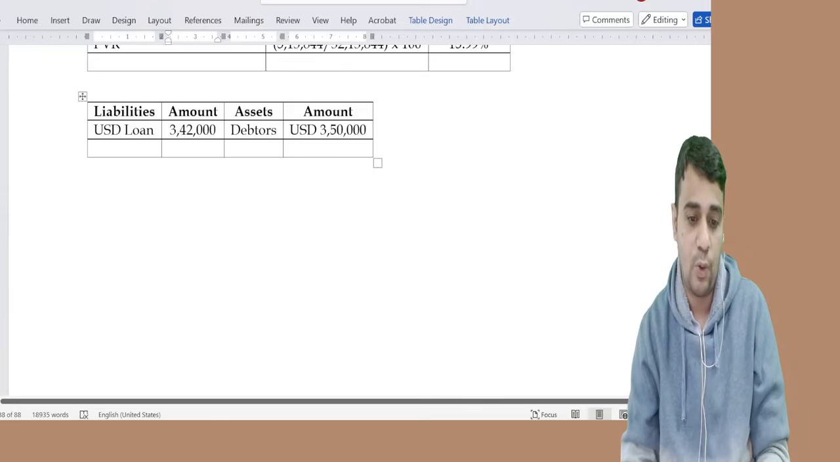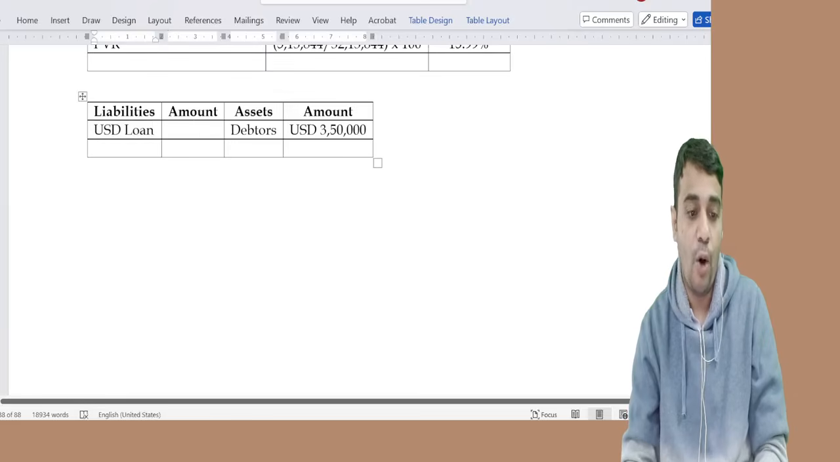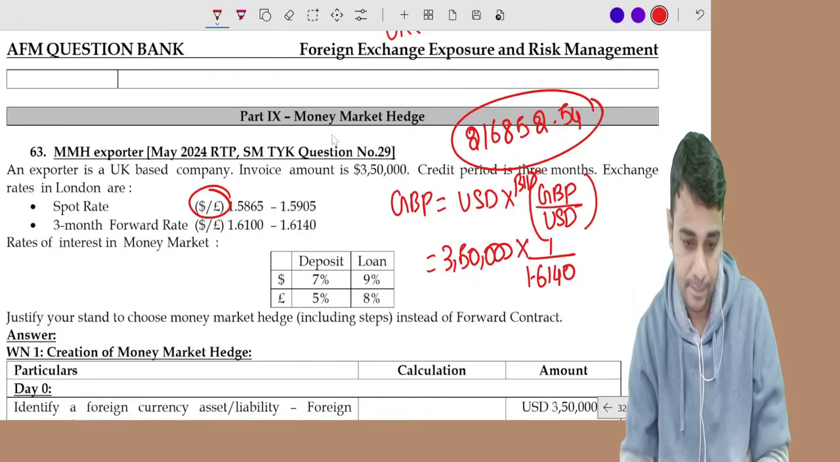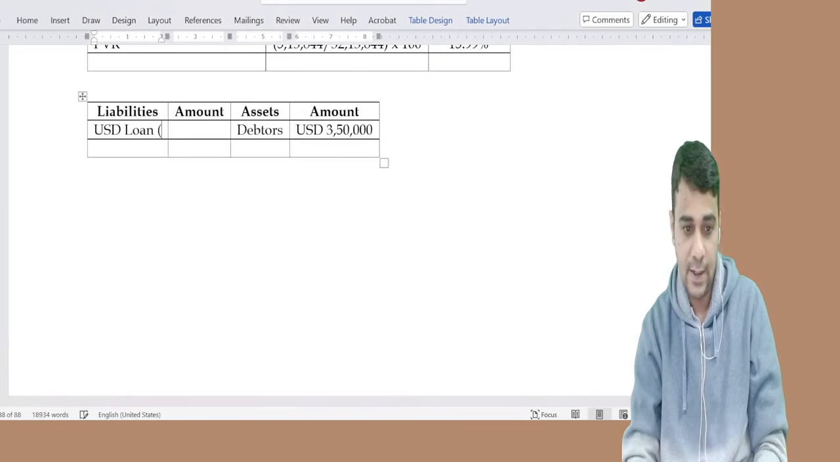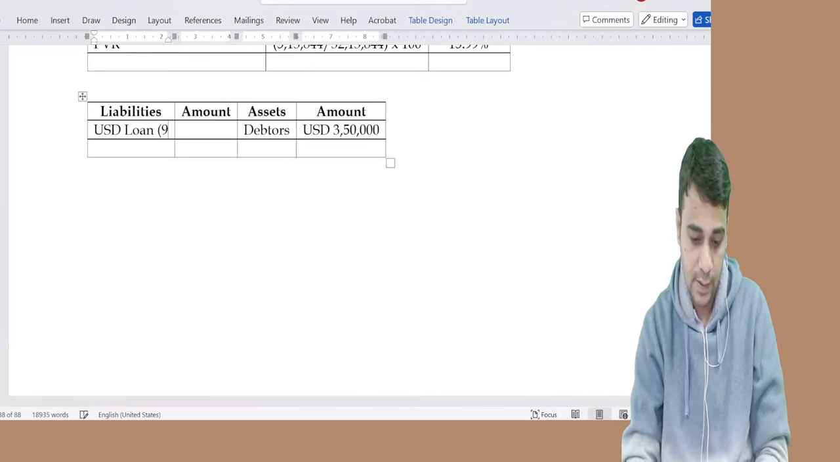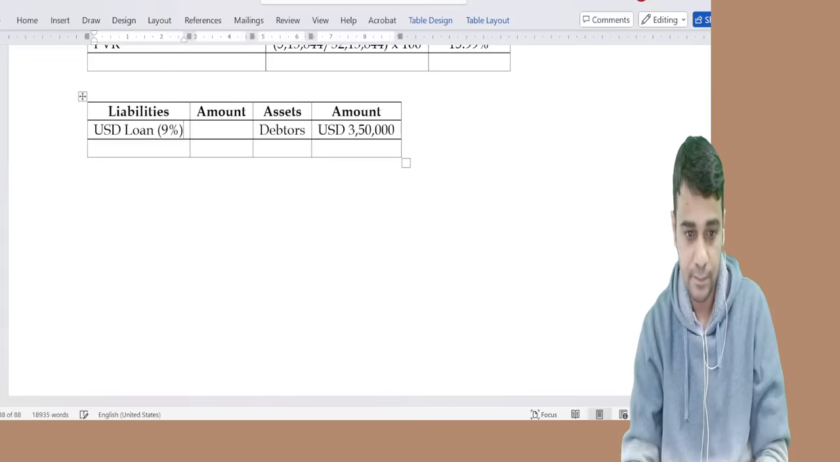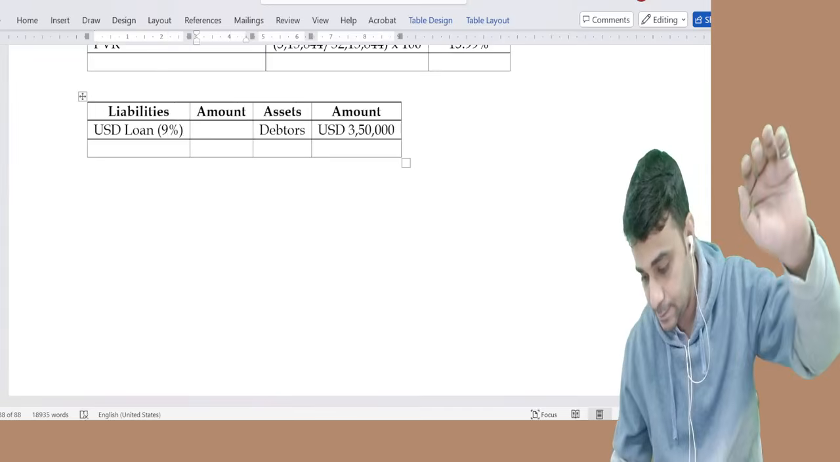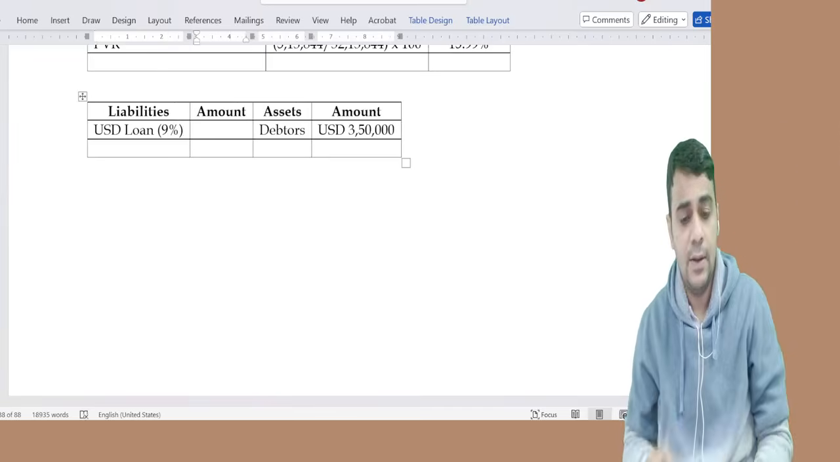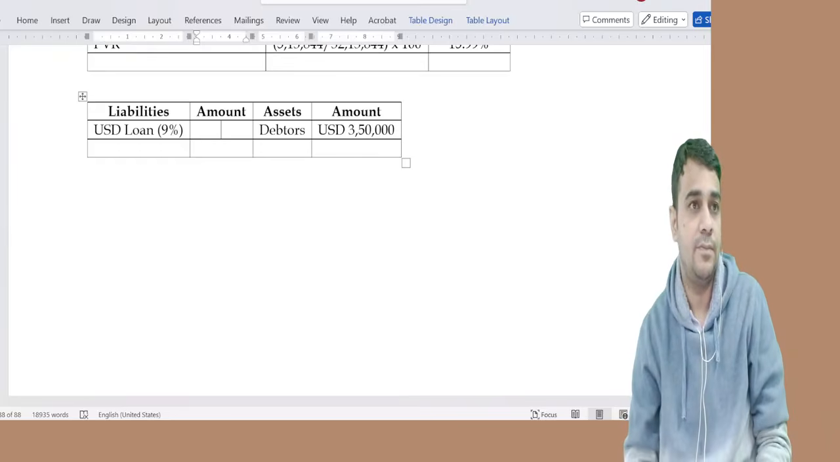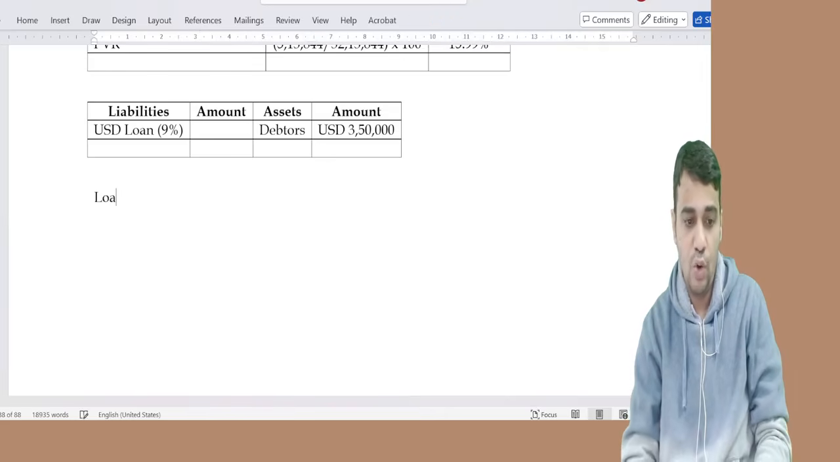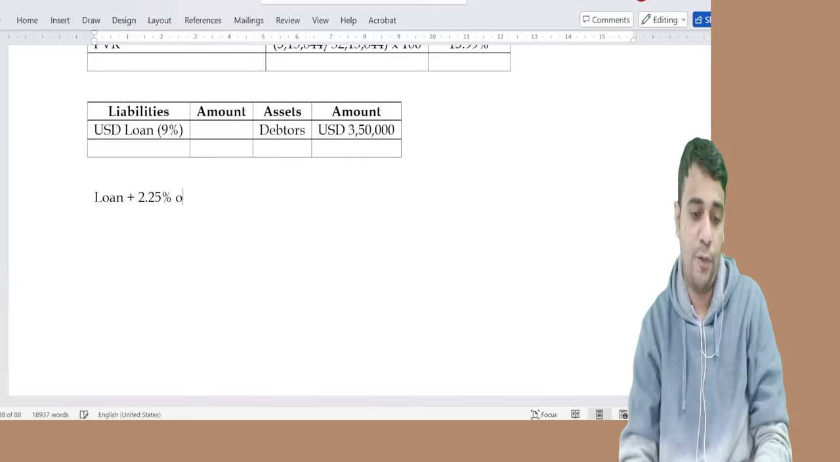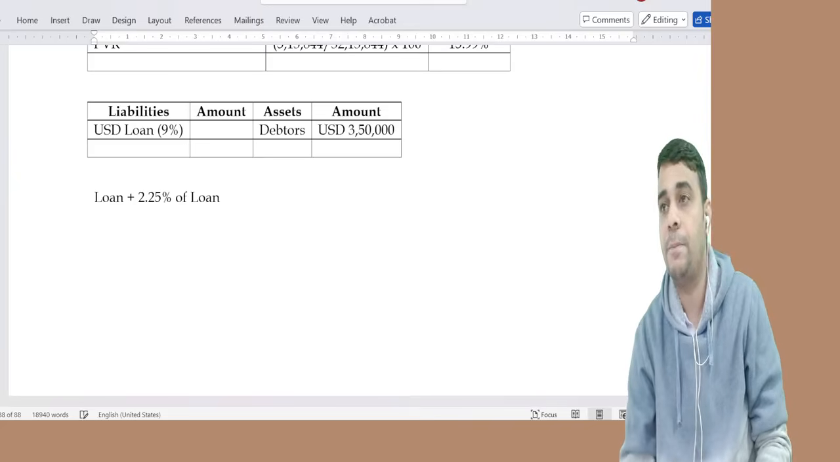Can you look at the question and tell me the US dollar interest rate? US dollar borrowing interest rate, loan interest rate. 9%, right? 9% USD loan. Listen, this money will come in how many months? 3 months. So come down. Loan plus 2.25% of loan. What is 2.25%?